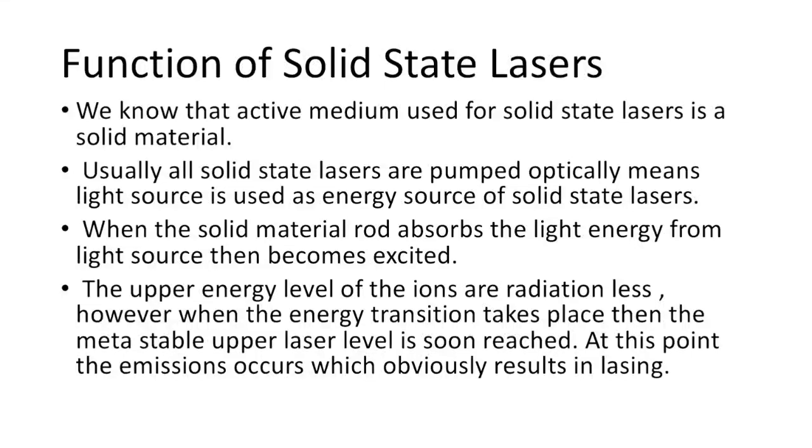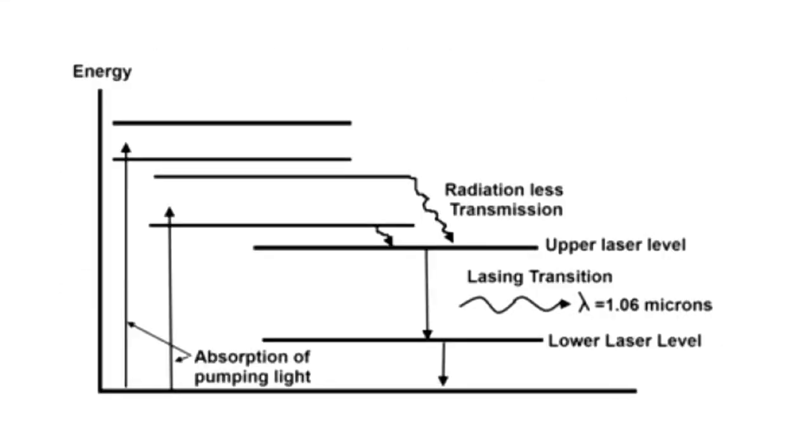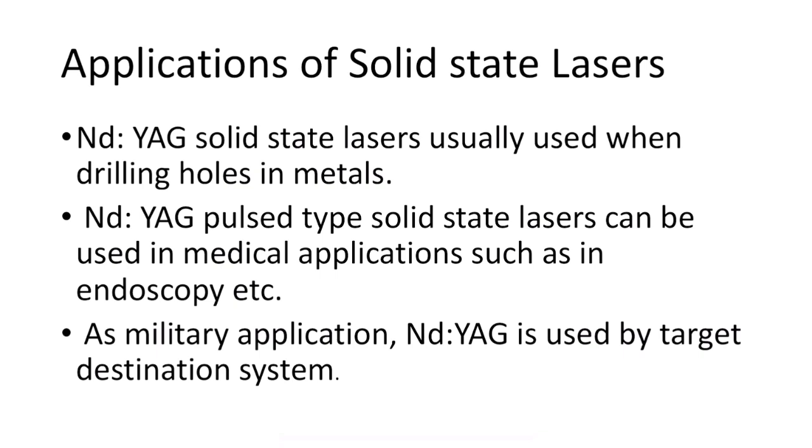The upper energy level of the ions decays radiationless. However, when the energy transition takes place, the metastable upper laser level is soon reached. At this point, the emission occurs, which obviously results in lasing. So here we can see the radiationless transition and also the lasing transition at a wavelength of 1.06 microns.